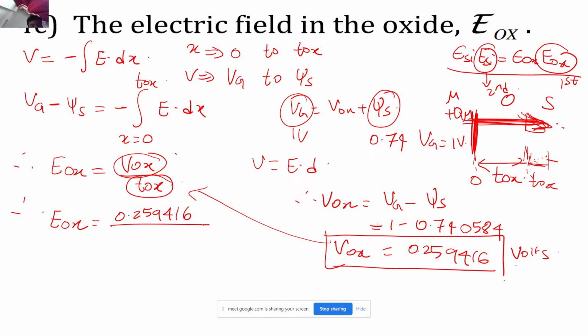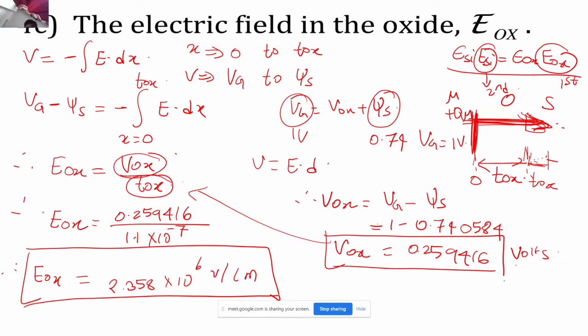So Eox will be nothing but 0.259416 divided by my value of Tox, which is 1.1 into 10 to the power minus 7. Hence the Eox that you will be getting is 2.358 into 10 to the power 6 volts per centimeter. So this is the value of Eox.